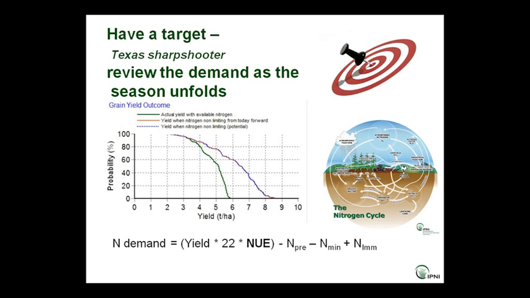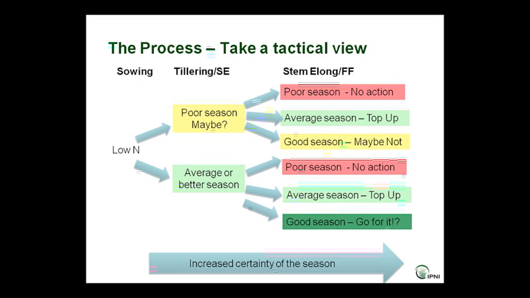And you've got to review the demand as the season unfolds. That's really the critical part of this demand curve, actually working out where you are as the season unrolls. Now the general strategy is that as the season progresses from sowing, we'd start to look at our nitrogen management between tillering and stem elongation to first flower, and we'd probably have 2 decision points about how much and what to put on.